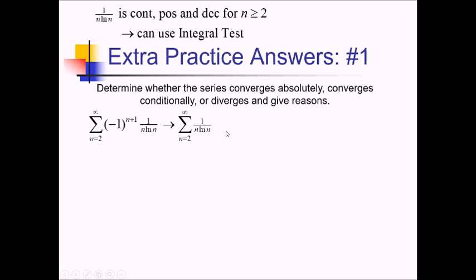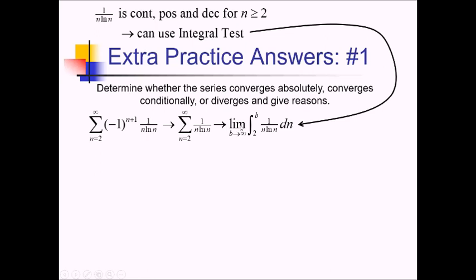So we're going to take the integral from 2 to infinity of this thing. But since that's an improper integral, I'm just going to skip straight to the limit version of that. So the limit as b approaches infinity of the integral from 2 to b of 1 over n ln n, dn. Too many n's in there.